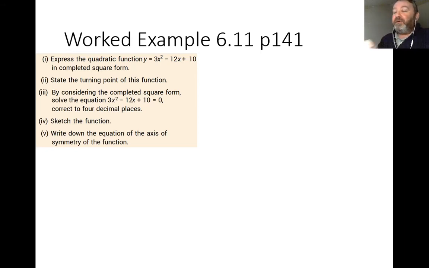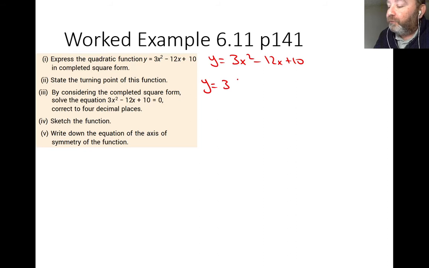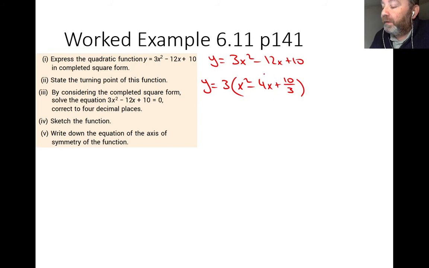So the very first thing I have to do here is to take y equals 3x squared minus 12x plus 10 and take 3 out of everything. So y equals 3 times (x squared minus 4x plus 10 over 3). And the reason why I have to do that is in order to get the quadratic equation where the x squared has a coefficient of 1, because that's what we're going to use to get the completed square form.